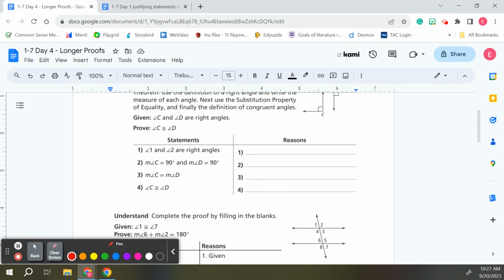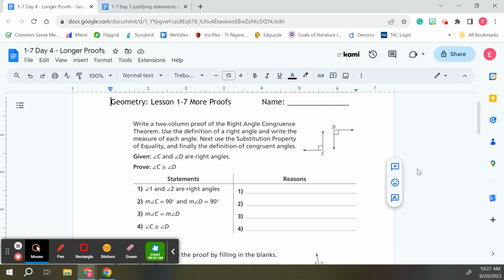All right. So let's take a look at this. We are given two right angles. It says angle C and angle D are right angles, so it says angle C is congruent to angle D. The first thing I have here is that they are stating that angles C and D are right angles. Sorry, there's a typo here. This should be C, this should be D. That is given to us. So just switch those to C and D and it'll be fine.